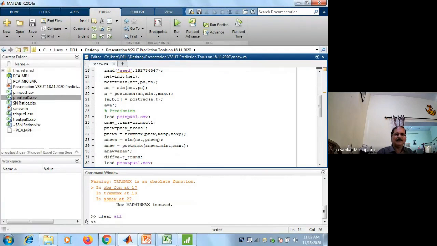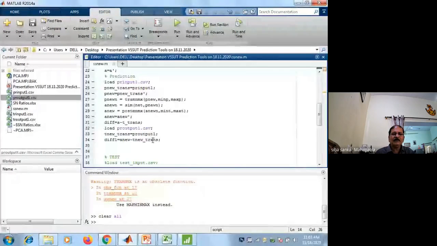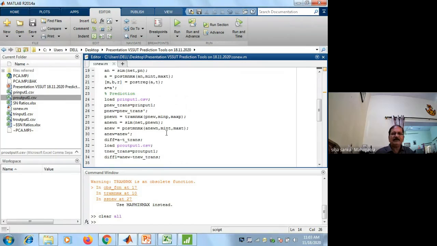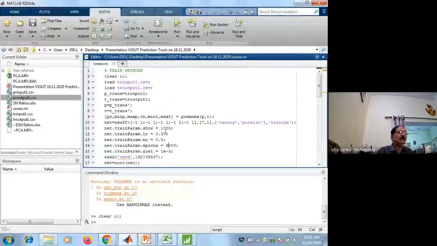In the prediction also, it is a similar thing. You give the testing input data, normalize it, then simulate. The neural network is already defined, so you need not do anything. You simulate or generate the output, then calculate the difference between the output generated and the output given, during training as well as testing for the prediction. So this is the way this program is written, and it is a very simple program. Also, of course, you can solve this by using the MATLAB toolbox.